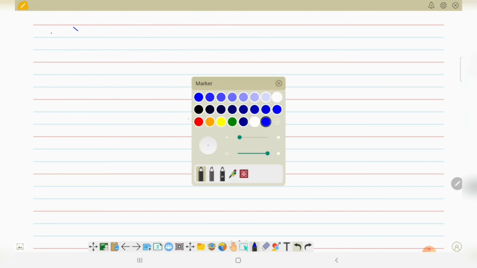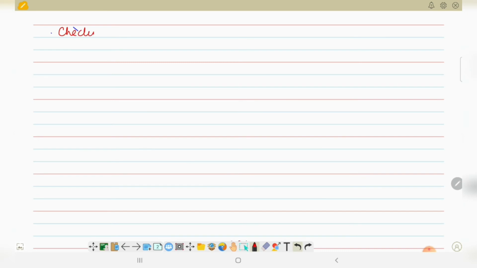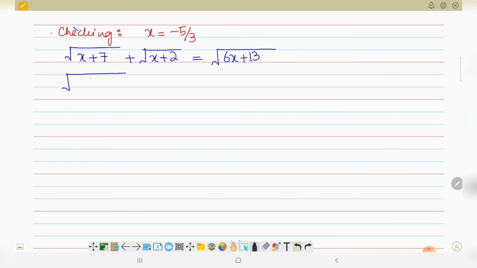So let's do the checking for x is equal to minus 5 by 3. So let me write down the question. X plus 7 plus x plus 2 equals 6x plus 13. So instead of x, we are going to insert minus 5 by 3. Minus 5 by 3 plus 7, and then minus 5 by 3 plus 2, and that is equal to 6 into minus 5 by 3 plus 13.